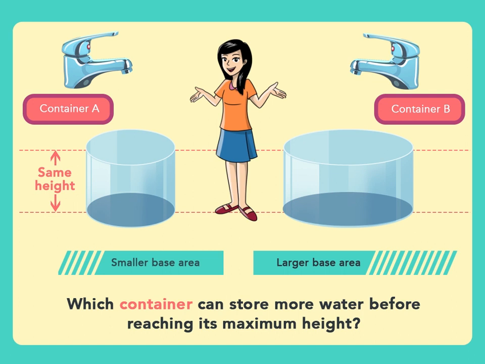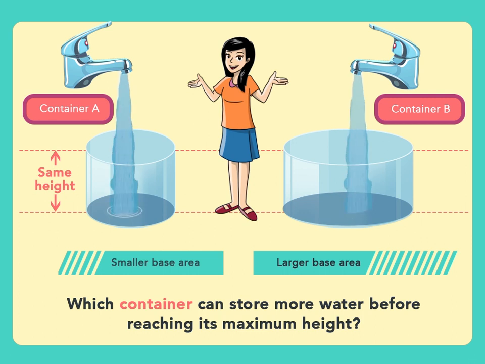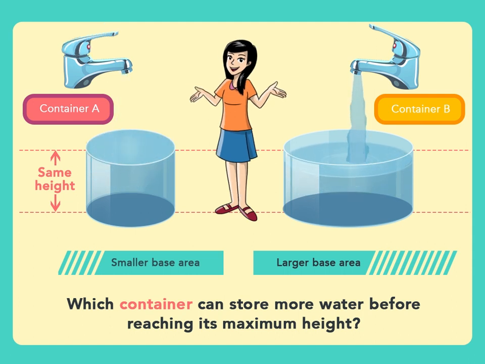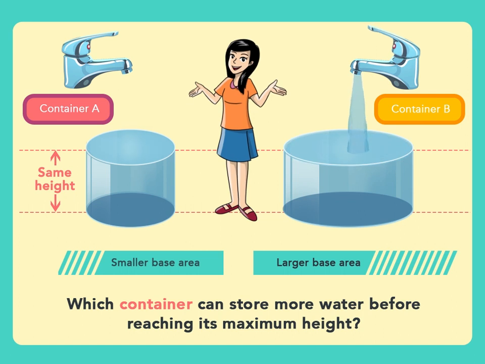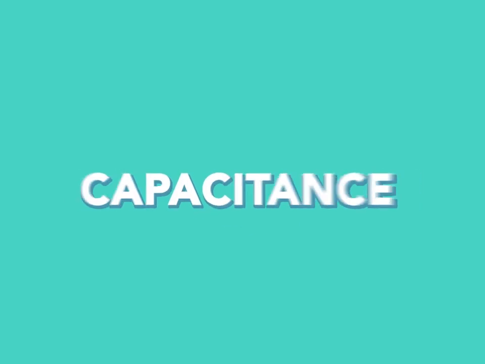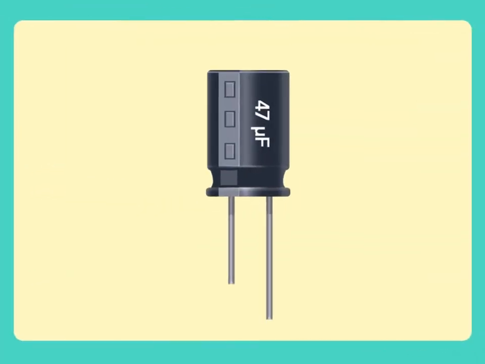If we turn on the taps at the same time, we see that container B is able to store more water than container A before reaching its maximum height. The capacitance of a capacitor is just like the base area of a container.